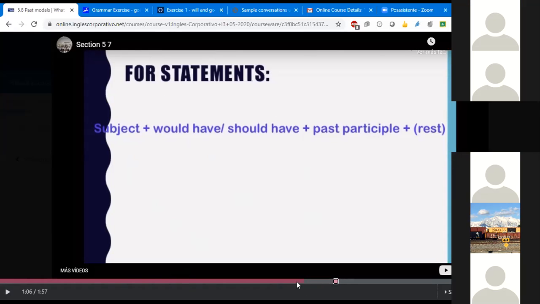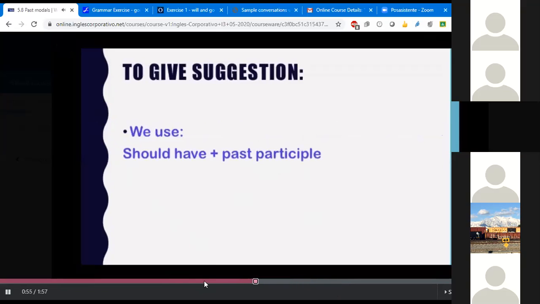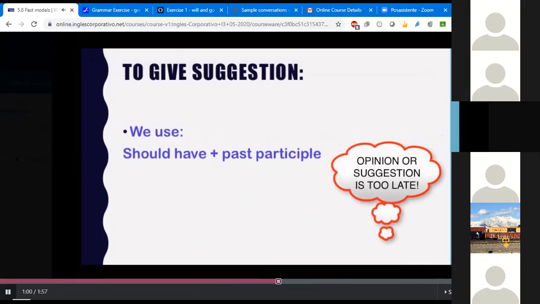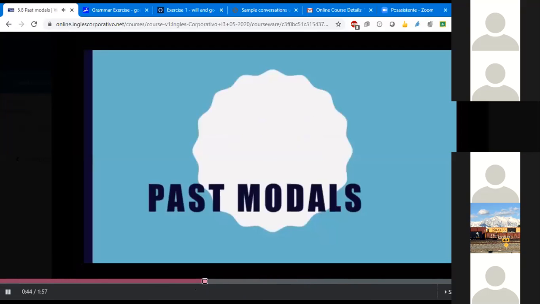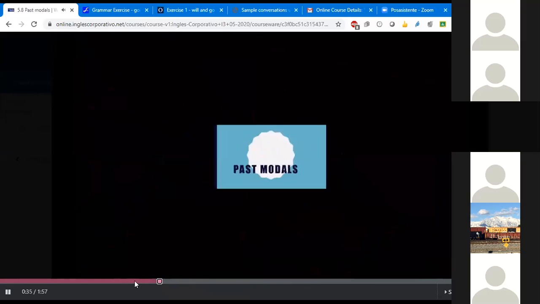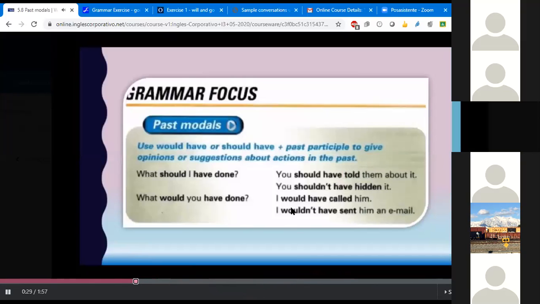Remember that here, before this, since we must use should have plus past participle. But in both cases, our opinion or suggestion is too late. Should is the opinion, right? Remember, for statements, we must use subject plus. But in both cases, that already happened. Okay, here. I would have called him. They just would have or should have, and then to give opinions or suggestions, right?